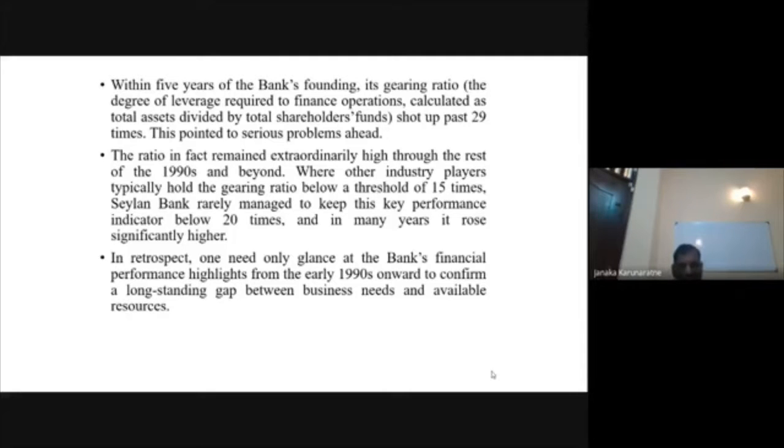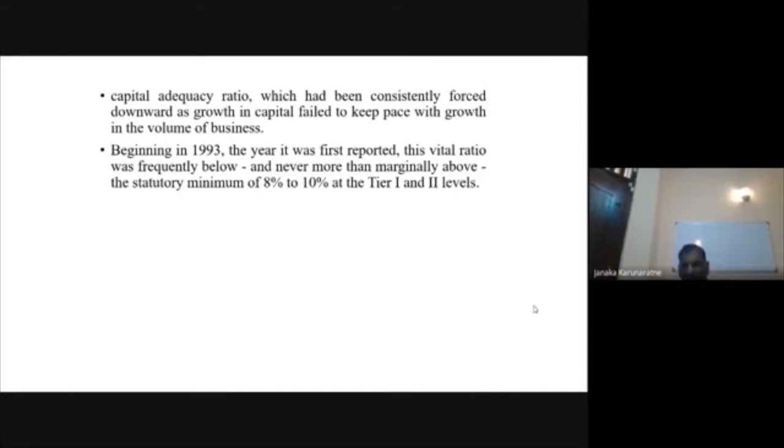In retrospect, one need only glance at the bank's financial performance highlights from the early 1990s onward to confirm a long-standing gap between business needs and available resources. So as a result, there has been a gap between business needs and available resources.